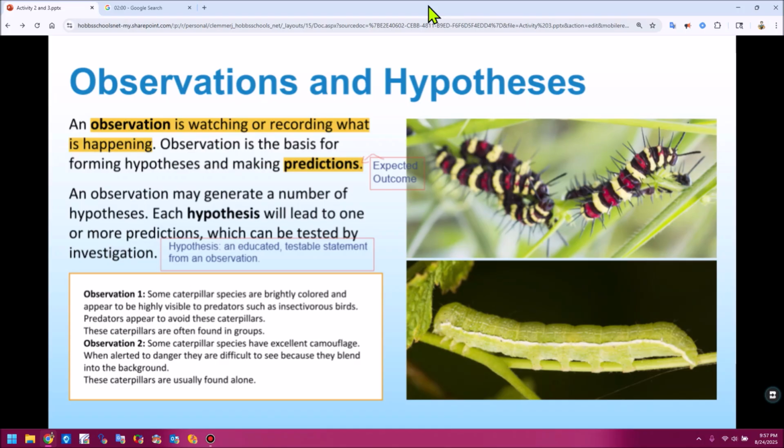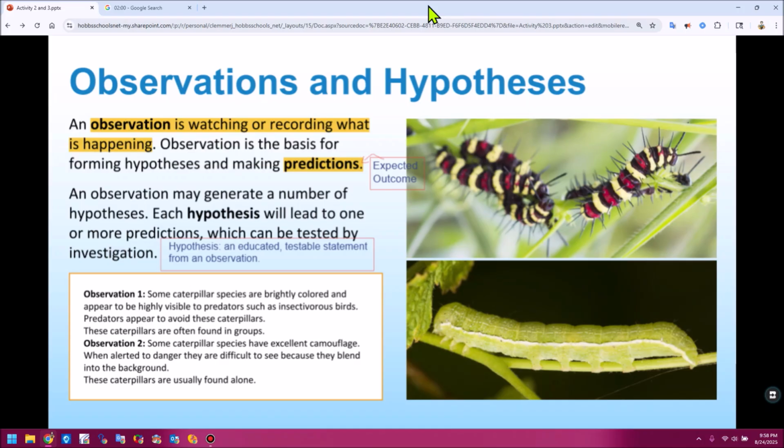An observation is watching or recording what is happening. Observation is the basis for forming hypotheses and making predictions. Predictions are expected outcomes. An observation may generate a number of hypotheses. Each hypothesis will lead to one or more predictions, which can be tested by investigation. Remember, a hypothesis is an educated, testable statement from an observation.